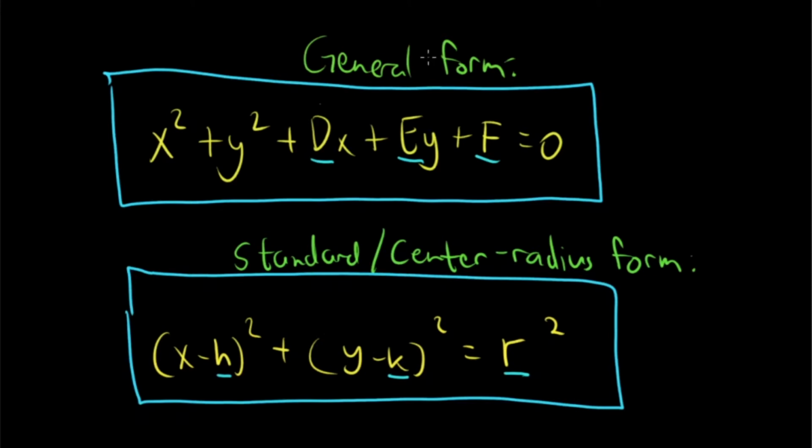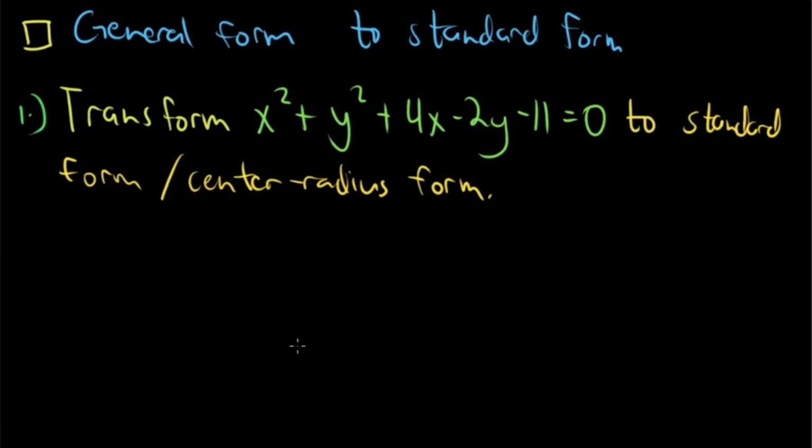So, paano natin i-rewrite yung general form is this form papunta dito, center radius form. Again, ang sabi sa ating example, we have x squared plus y squared plus 4x minus 2y minus 11 equals 0 na gusto nating maging standard form or radius form.